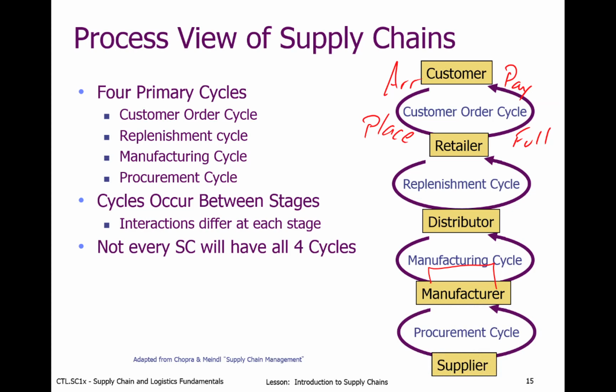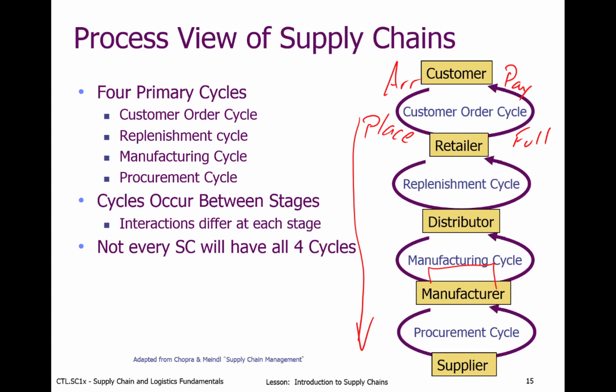I could have 2 chains, I could have 20 chains. It depends on the type of product and the complexity of that product. But the interesting thing is all the cycles occur between these different stages. And not every supply chain will have 4, but they'll have some level. And again, when I talk about this, it's kind of strange here. Going like this is going upstream.